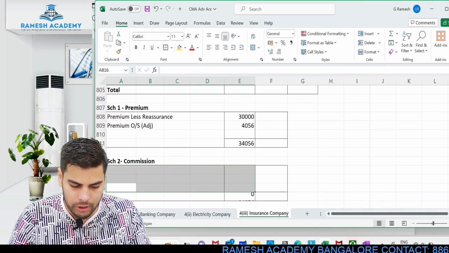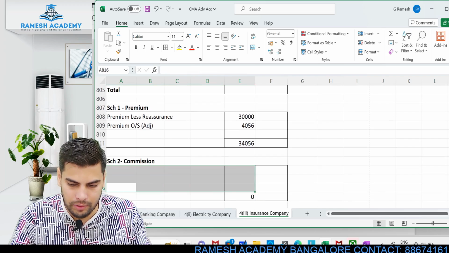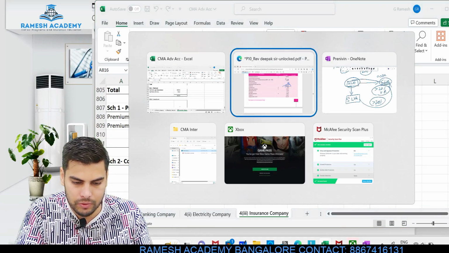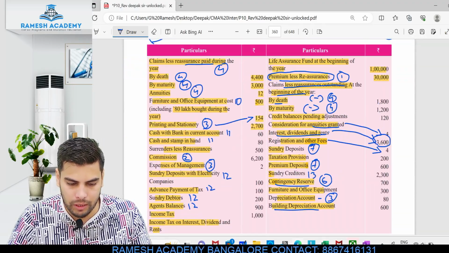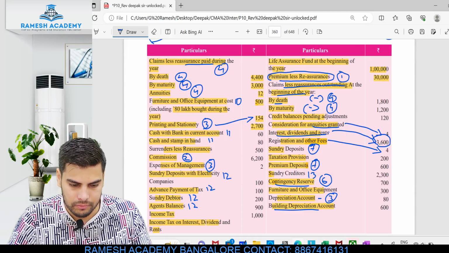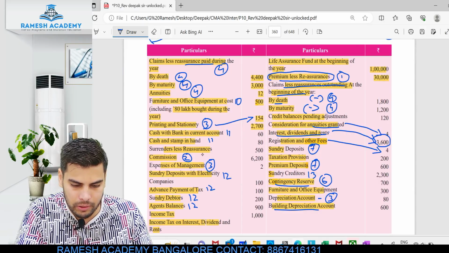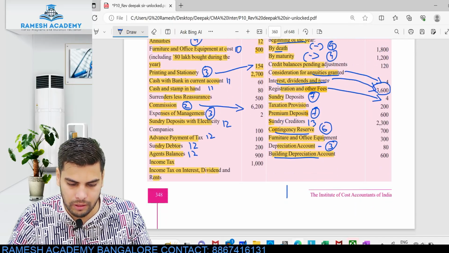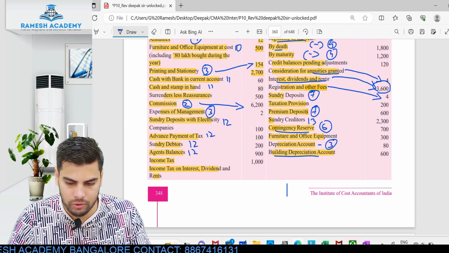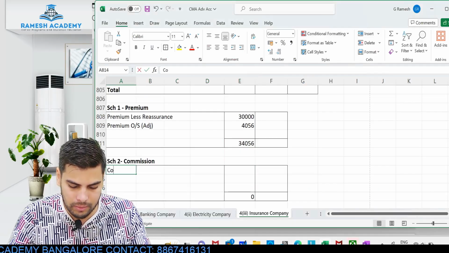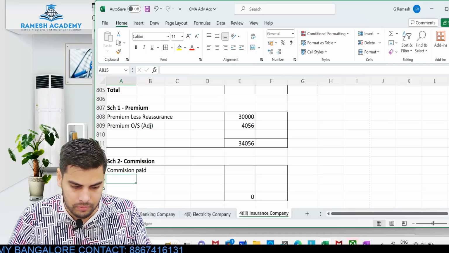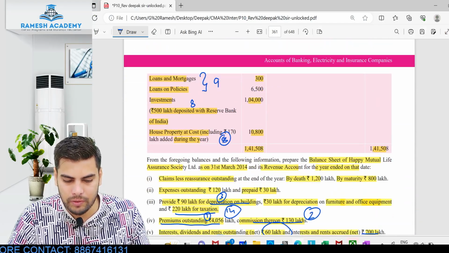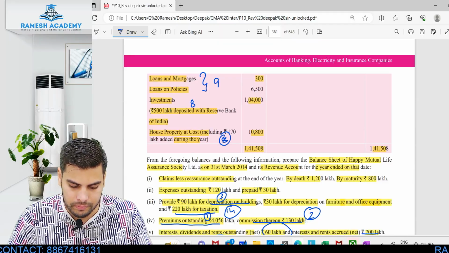So what about commission? What and all information have they given relating to commission? Let's just cross check. So somewhere they given the commission which was paid, right? So schedule 2, I would have numbered it. Here it is. Okay, look at this, and be careful with the amount. I think it is 6,200. Okay, so this is the commission 6,200. I'll just write it over here. Commission paid 6,200.